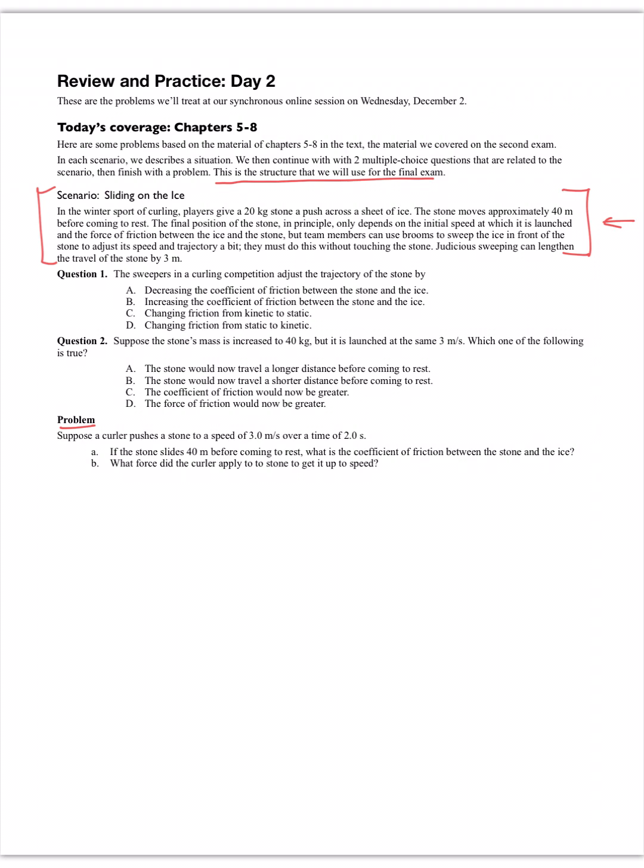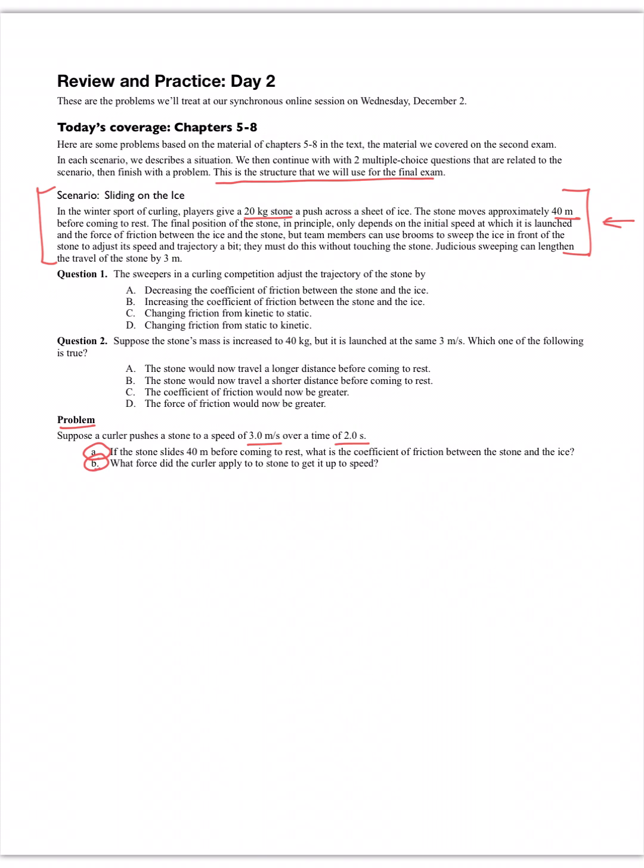So the basic detail in this scenario is that there's a 20-kilogram stone and it's given a push across the ice and it moves 40 meters before it comes to rest. That's the crucial piece of the puzzle. Now, we're told the curler pushes the stone to a speed of 3 meters per second over a time of 2 seconds. Questions: if the stone slides 40 meters before coming to rest, what is the coefficient of friction between the stone and the ice? And then what force did the curler apply to get the stone up to speed?